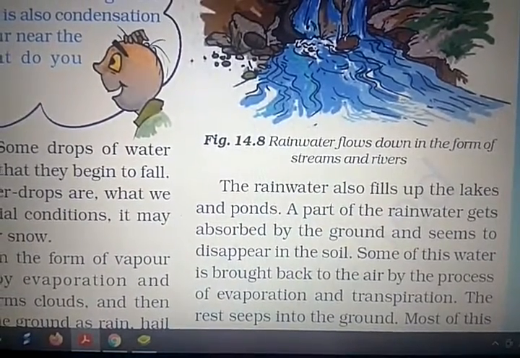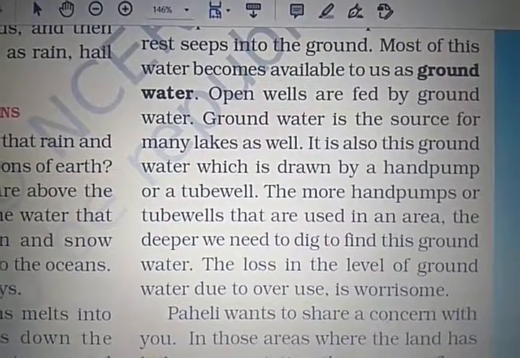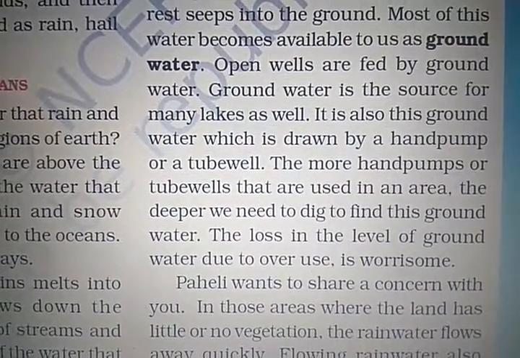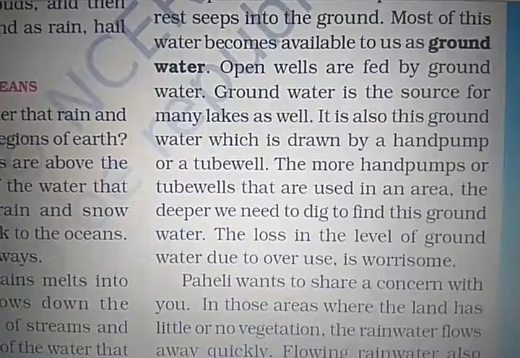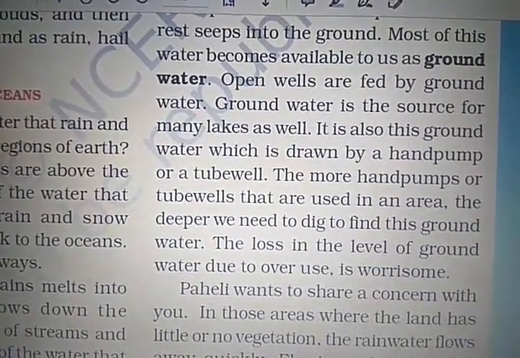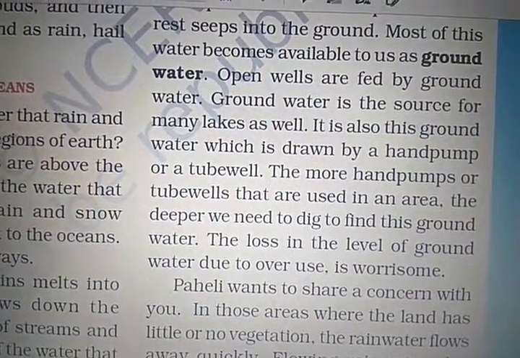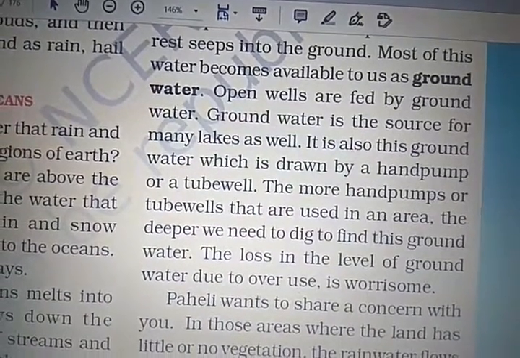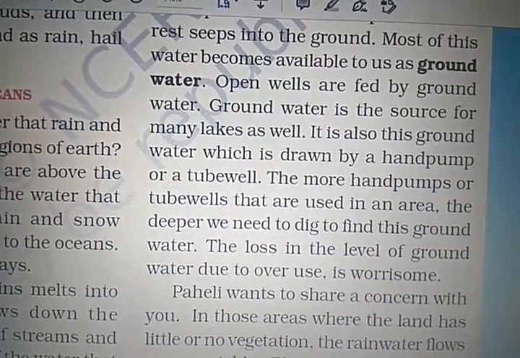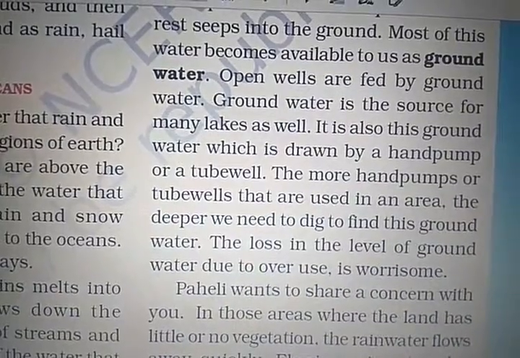The rain seeps into the ground, and most of this water becomes available to us as groundwater. Now open wells are fed by the groundwater. Groundwater is a source for many lakes as well. It is also this groundwater which is drawn by a hand pump or a tube well. The more hand pumps or tube wells that are used in an area, the deeper we need to dig to find the groundwater.